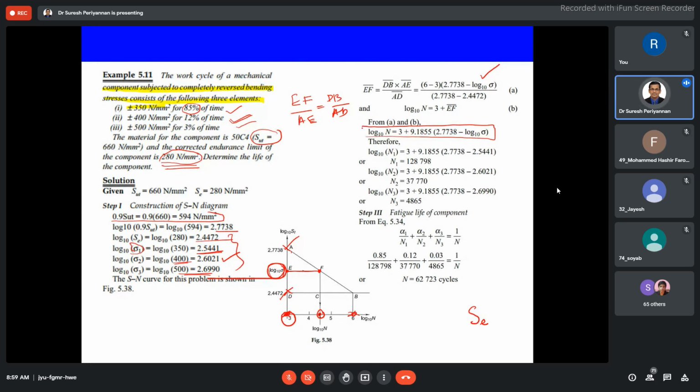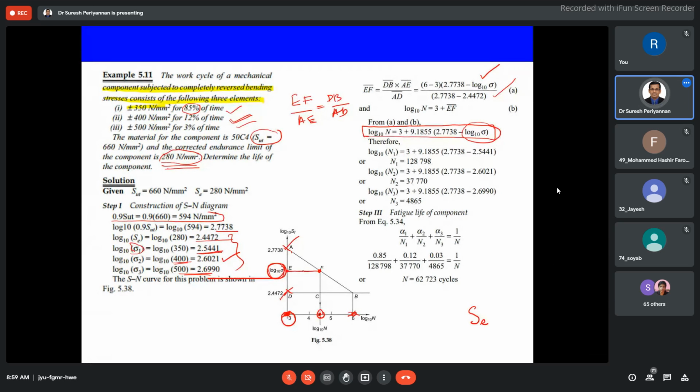In terms of log base 10 sigma. I already explained the concept. Then you simplify this, you are going to get log base 10 sigma. But in the earlier case, sigma is 1, the problem we discussed earlier. Now sigma has 3 levels of stresses.